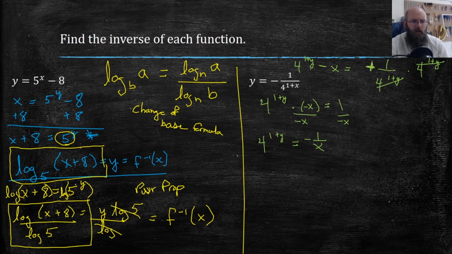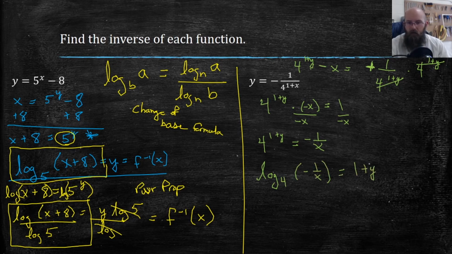Do you want to do common logs or do you want to just go to the base? So in blue or in yellow? This isn't interactive, so I'm just going to pick one. Let's go blue, it's easier. All right, so log base 4 of negative 1 over X equals 1 plus Y.